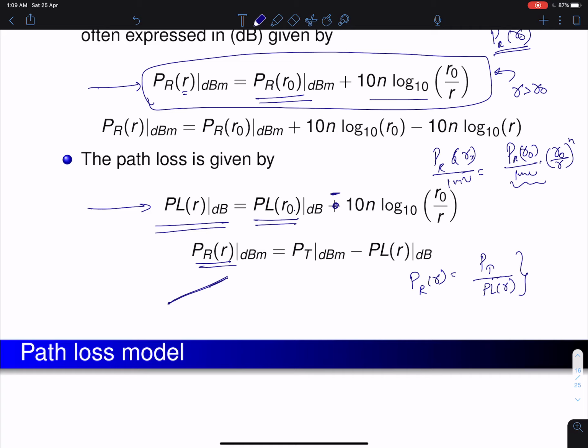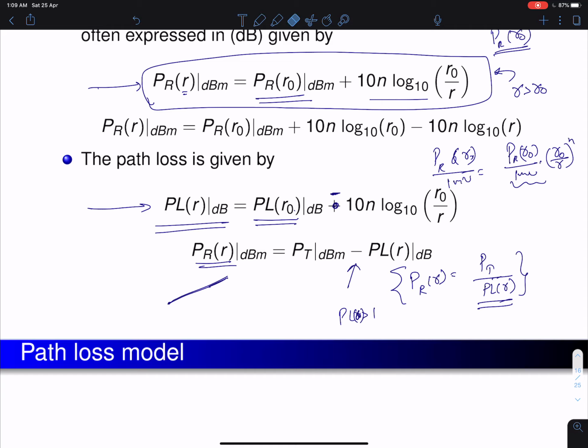So PL is greater than 1 on a linear scale. We are saying it's a loss, so it's greater than 1 on a linear scale. On a logarithmic scale, it's greater than 0 dB. It's Pt by PL, so that's why you get the minus here.